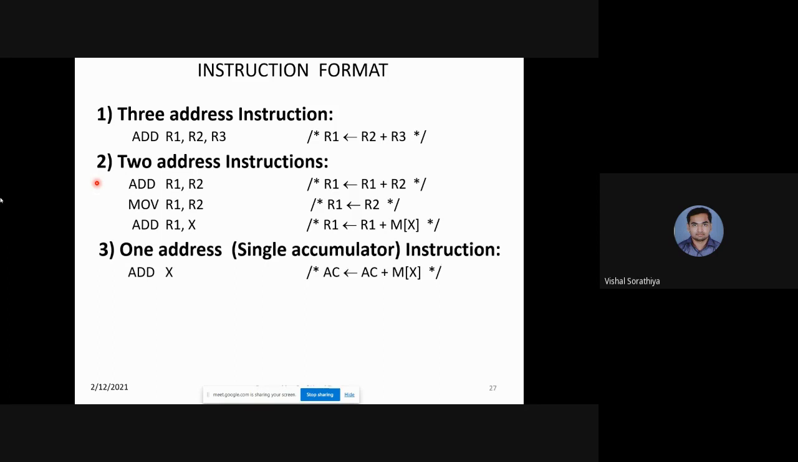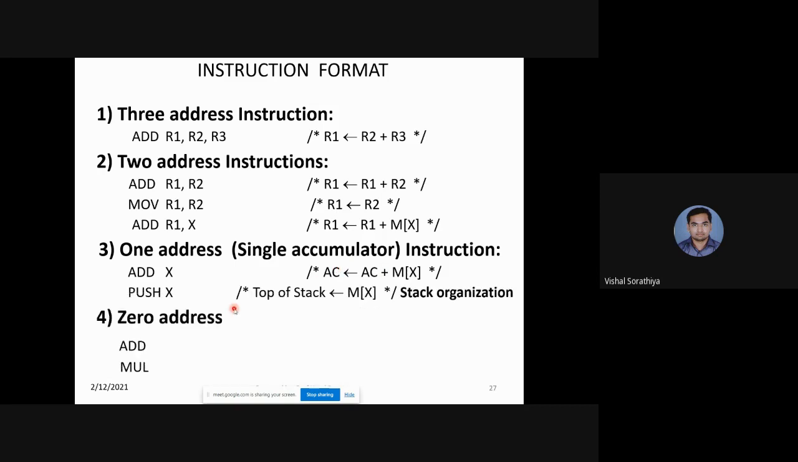A 1 address instruction is what we mostly use in our 8085, which has a single accumulator, like add X. Whatever data is there, one of the operands must be stored in the accumulator. The data you are giving performs the add operation with the accumulator, and the result is again stored in the accumulator. So if you write ADD X, the memory location data is added with the previous content of the accumulator, and the updated value is stored in the accumulator again. Like push X and all that stuff.